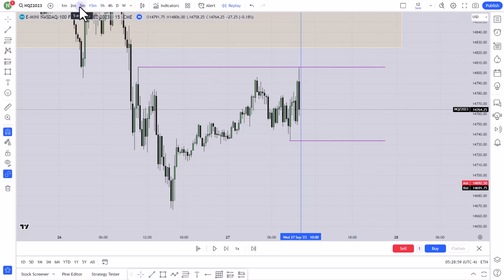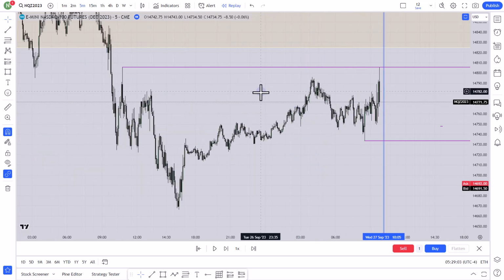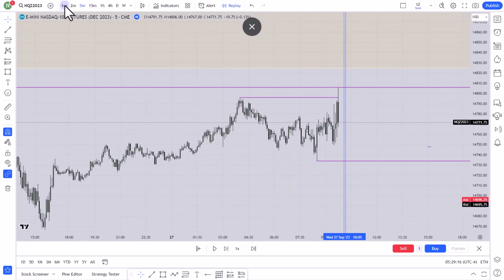Let's go to the 5 minute. If you look at the 5 minute chart, it is also the same. And if you'd like to mark this one, you can do it. But this is the swing low below the market price. This is the clear swing low. Now let's go to the 1 minute chart, and I'm using replay mode.